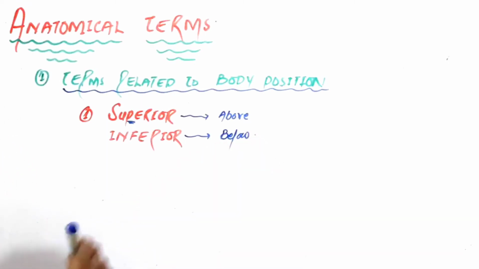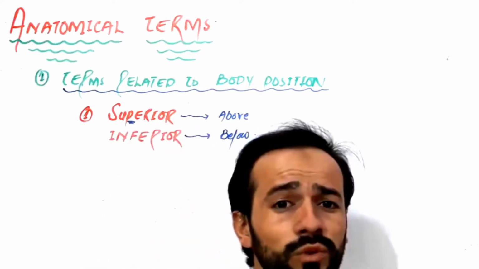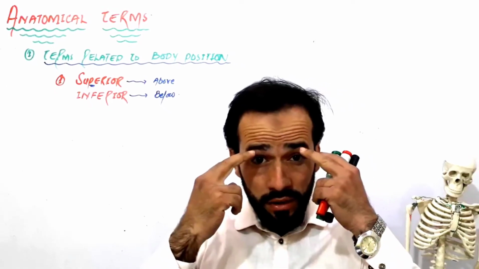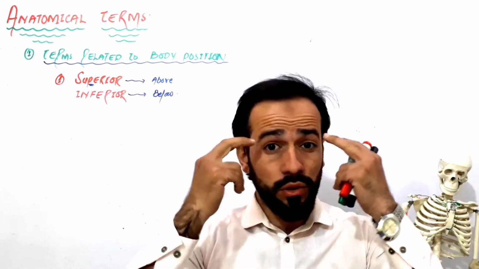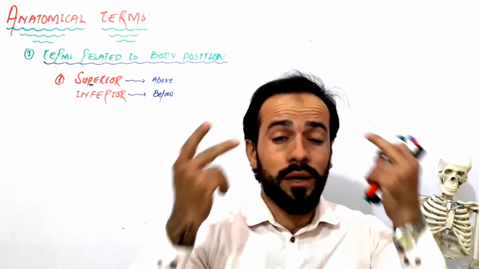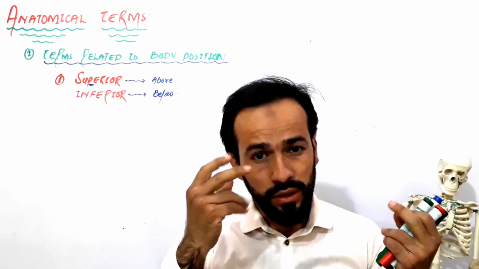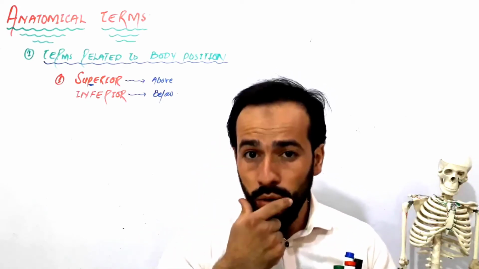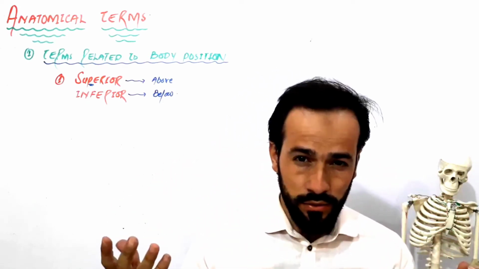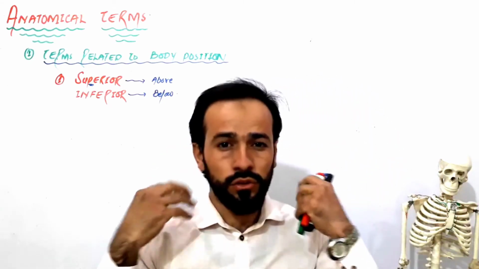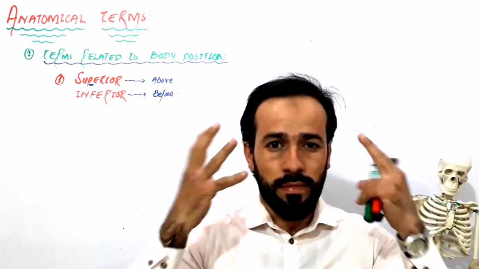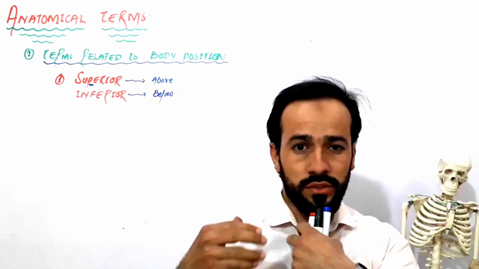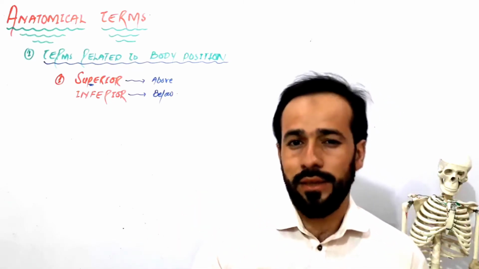Clear, friends? How do we use these words? Look carefully. My eyes are superior to my mouth, as my eyes are above my oral cavity or mouth, right? So my eyes are superior to my mouth and my mouth is inferior to my eyes, right? My head is superior to my shoulders, and my shoulders are inferior to my head.